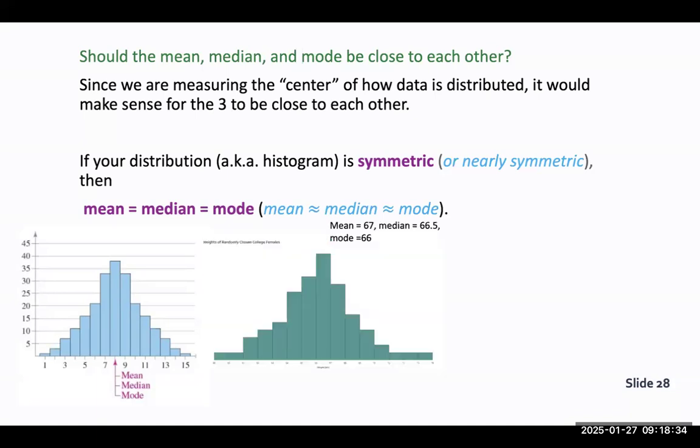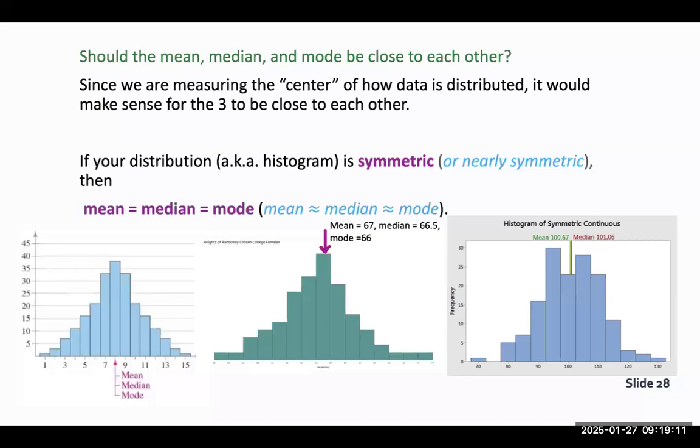Now here is another distribution that's not quite perfectly symmetric. This is heights of randomly chosen college females, and the heights are listed on the x-axis. It's kind of hard to see, but that's what it says. You can see that it's not perfectly symmetric, but it does have a similar, almost symmetric curve like the one on the left. It almost looks the same as the one on the left. And because it's not perfectly symmetric, the mean and median and mode are close to each other, but they're not quite equal.